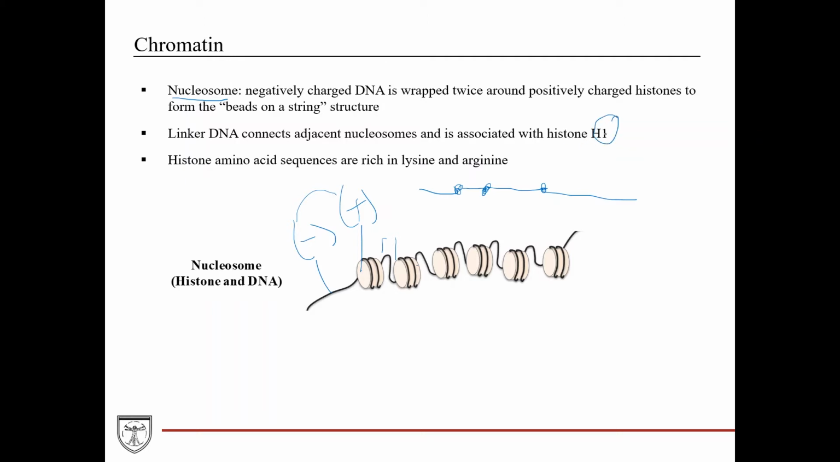So these histone proteins have subunits or components, and there's H1, H2, and so on. The big one you want to know is H1, because it's associated with the linker DNA. Then the actual amino acid sequence of histones is rich in lysine and arginine. That's just a good fact to commit to memory.